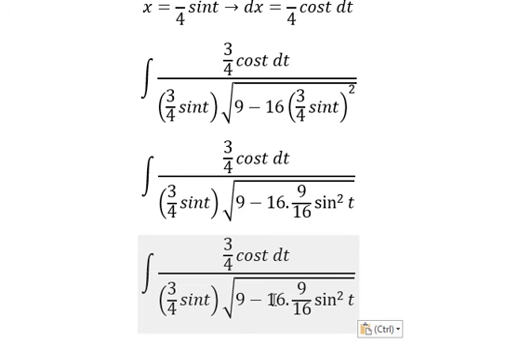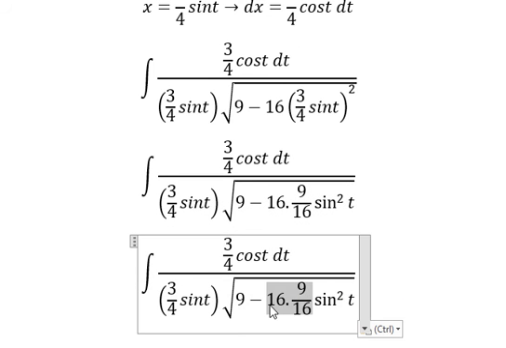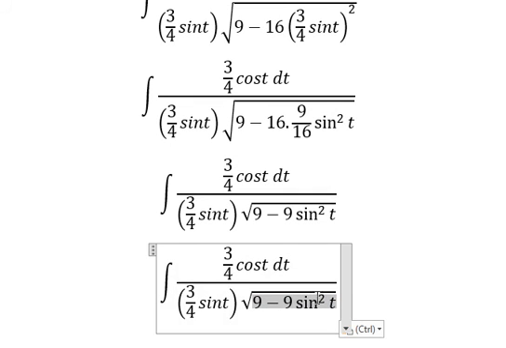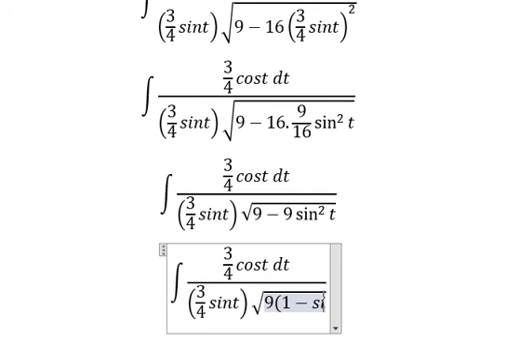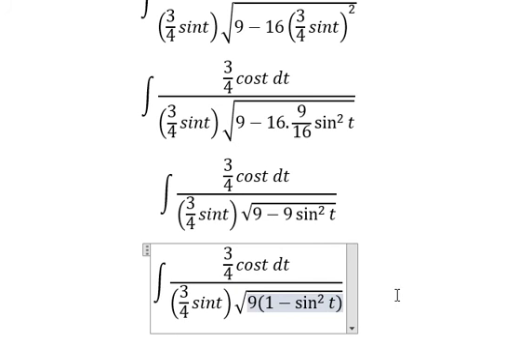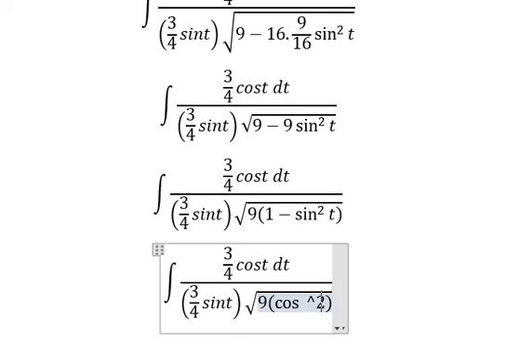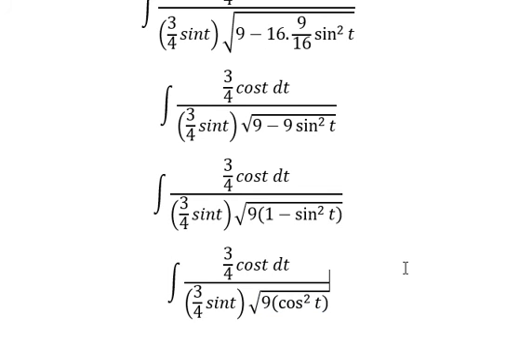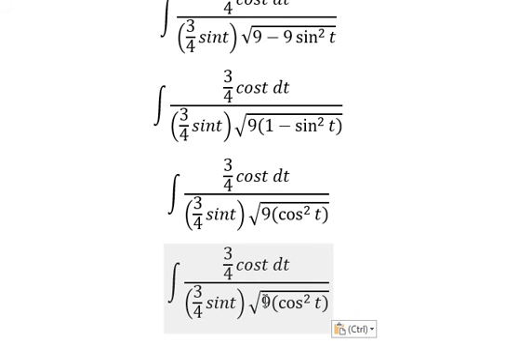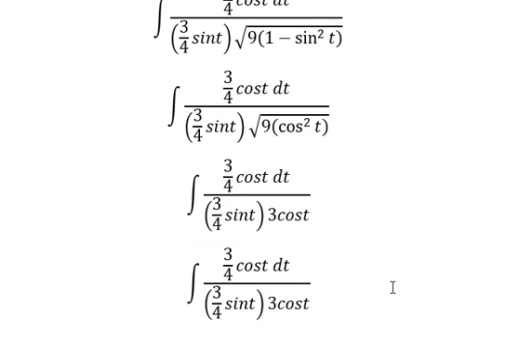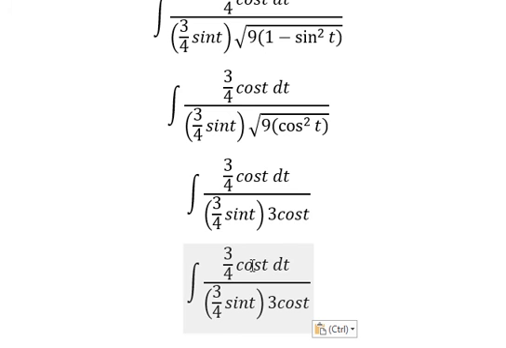We simplify the 16. The 16 gives you 9 in here. The 9 and the 9 we can factorize. And this one in here you get cosine t squared. The square root of 9 cosine t squared gives you 3 cosine t. So we simplify 3 over 4 cosine t in here and here.